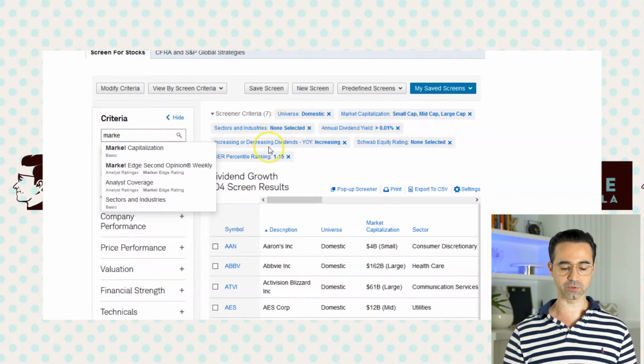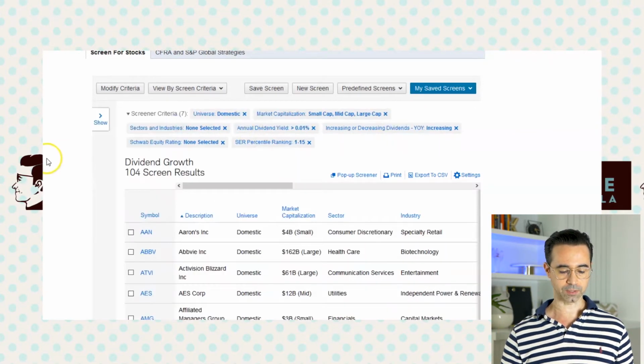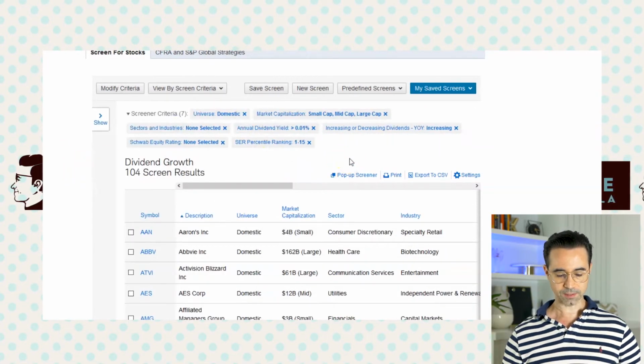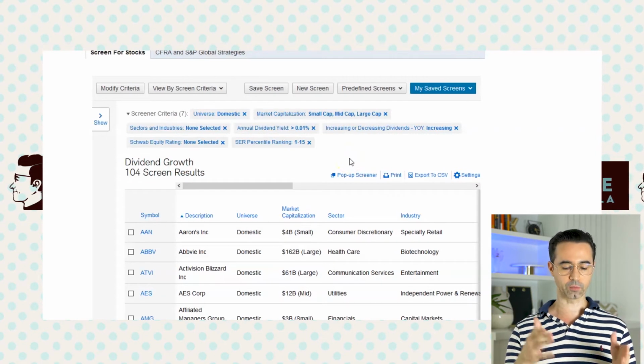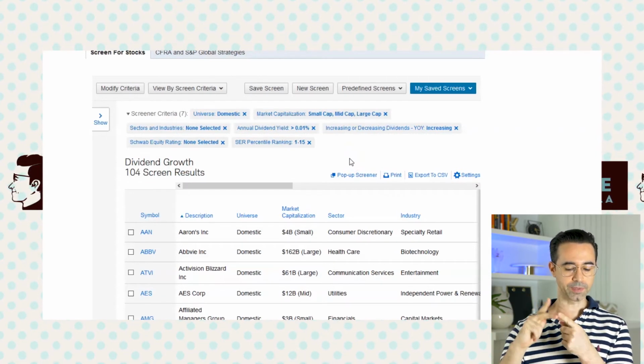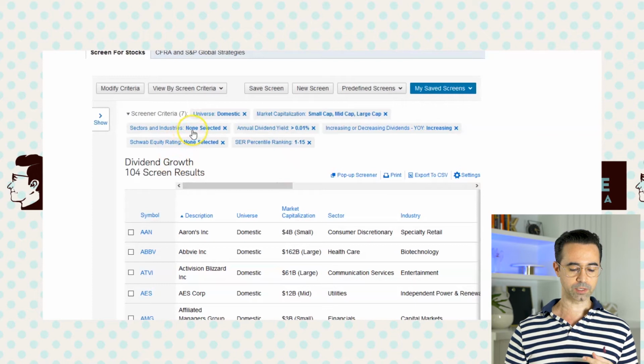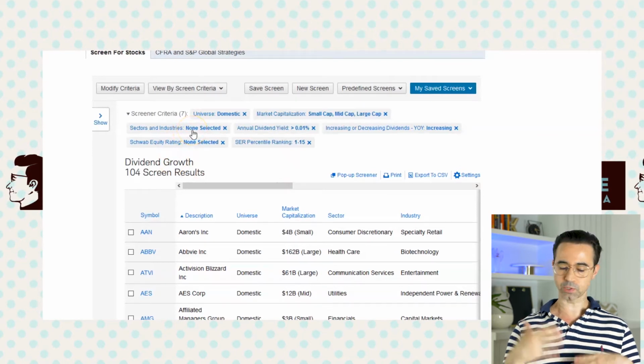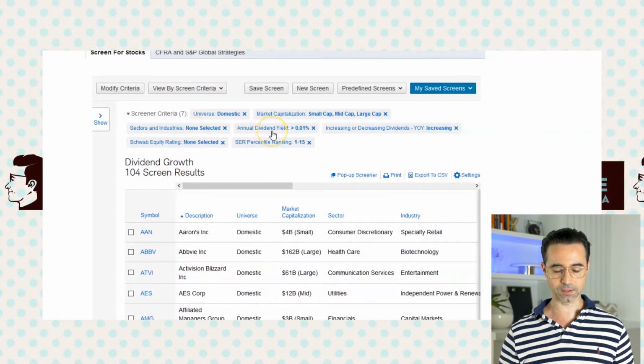So this is how the screener is made up essentially. Okay, this is the screener. And let's just go through everything that's in there. We already said domestic. We said there's small, mid, and large caps. Then we go to sectors. There's no sector selected, so don't worry about that.